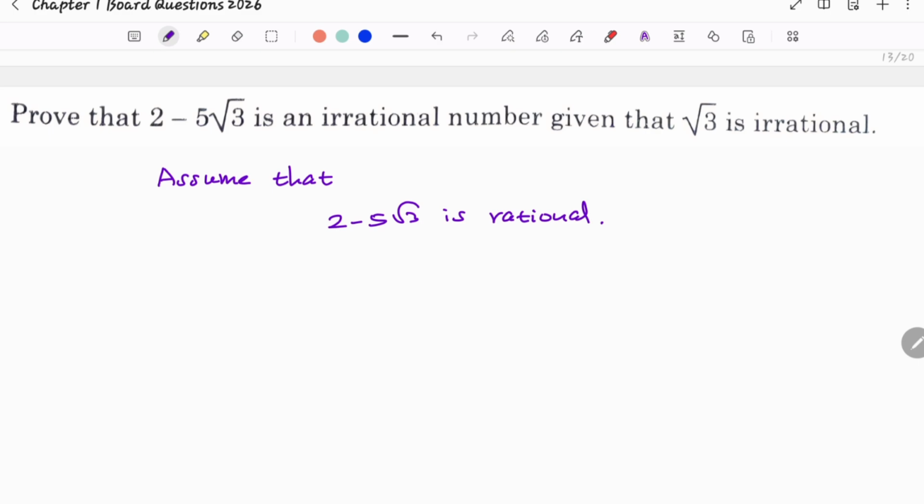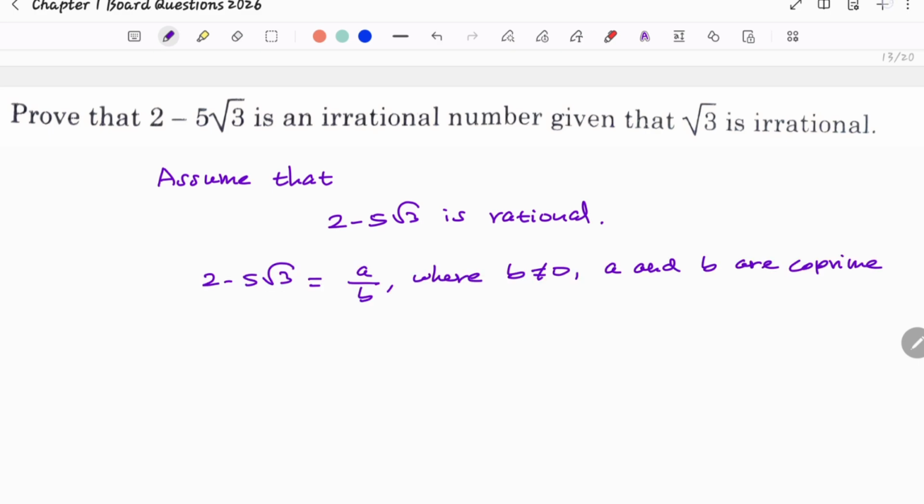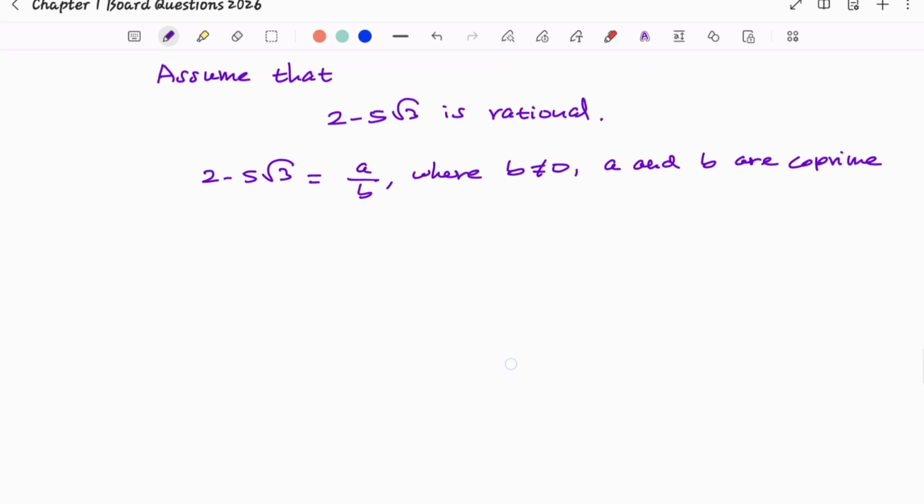Next, we can express the rational number in the form p by q: 2 minus 5 root 3 is equal to a by b, where b is not equal to 0, and a and b are co-prime integers. Now we can simplify this. See the sign of the root 3 coefficient. It is negative, so first shift this term to the other side and it becomes positive. Next, shift the other term as well. So 2 minus a by b is equal to 5 root 3, because the given information is that root 3 is irrational, not minus root 3. That is why we change the sign of the root 3 term so it becomes positive.